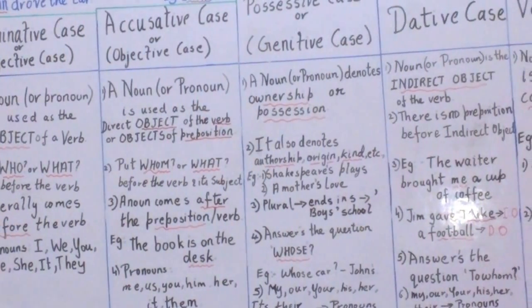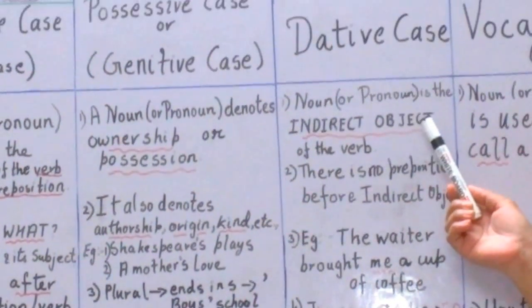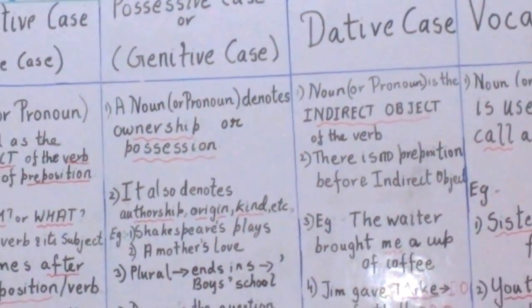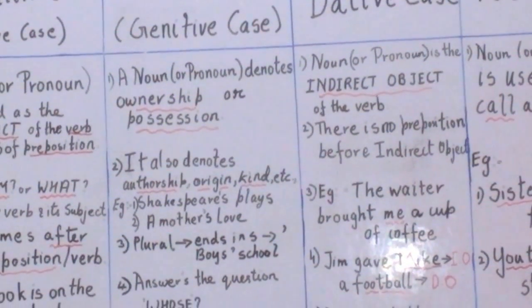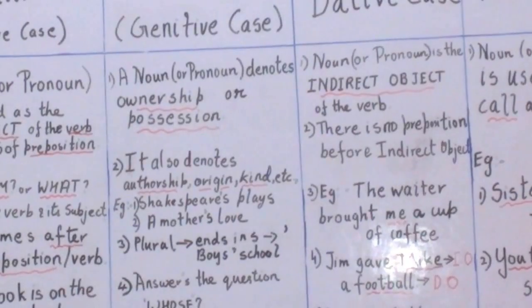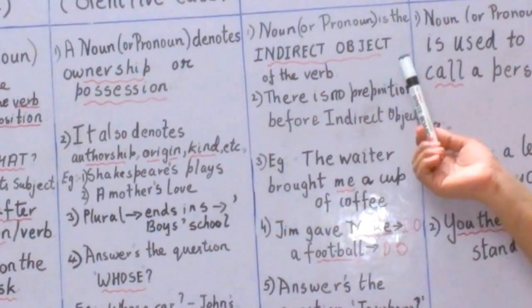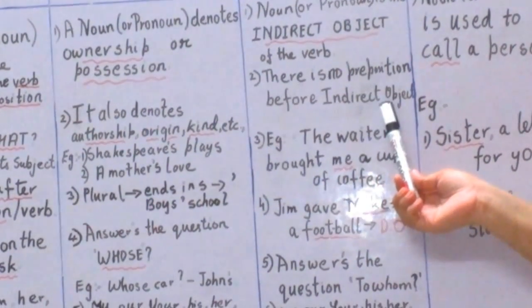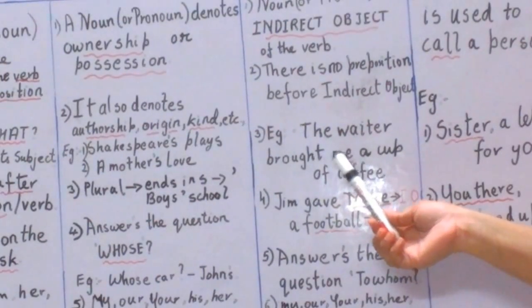Now let us see the dative case. It is when a noun or pronoun is the indirect object of the verb. Now what do you mean by indirect object? Indirect object answers to or for what, to or for whom the action is done. A noun or pronoun to which the action is done is called the indirect object. There is no preposition before the indirect object, like there is no preposition before the indirect object me.